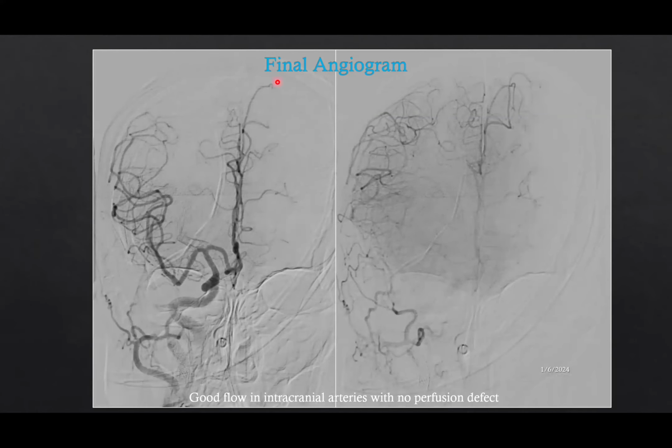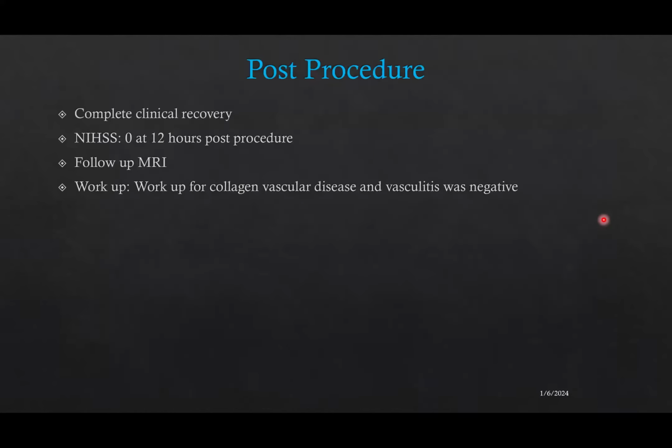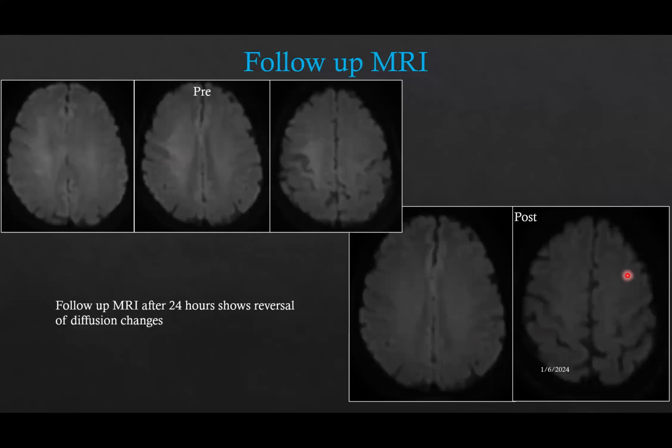The contralateral hemisphere is supported by the pial collaterals which are coming from the ACA. The MCA is supported by pial collaterals coming from the ACA. Post-procedure, she had complete recovery. The NIHSS dropped to 0 at 12 hours. And this is a follow-up MRI. If you look at the pre-MRI, which showed these diffusion changes, there's complete reversal of the diffusion changes on the follow-up MRI, which was done at 24 hours.